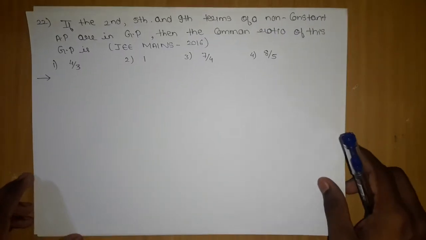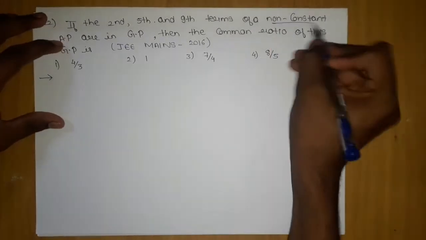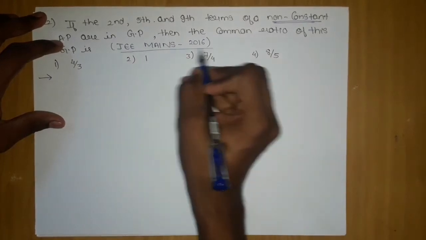Now let's move on to the next question. The next question is the 22nd question, which is this. Let me read the question: if the second, 5th and 9th terms of a non-constant AP are in GP, then the common ratio of this GP is: the options are 4 by 3, 1, 7 by 4, 8 by 5. This question was asked in JEE Mains 2016.